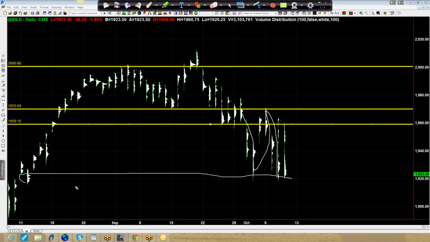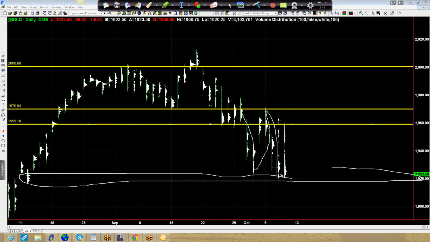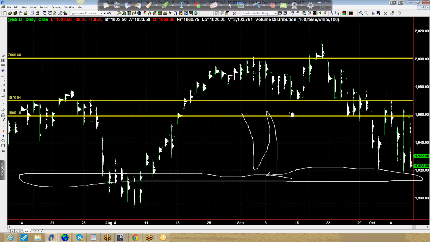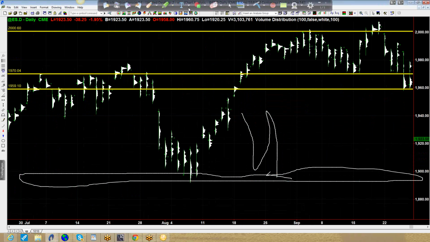That made a lot of sense. Why did it make a lot of sense? Because this area right here was the top of the range prior to us breaking.